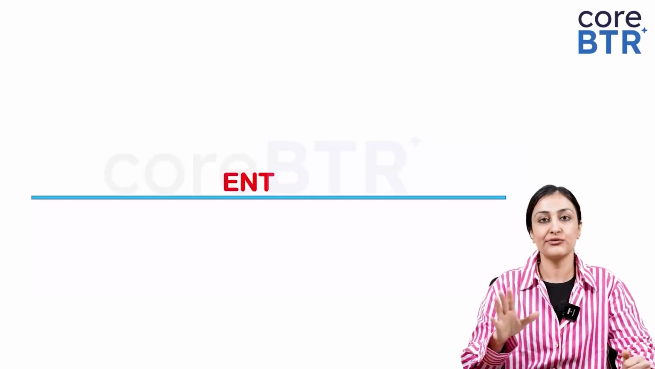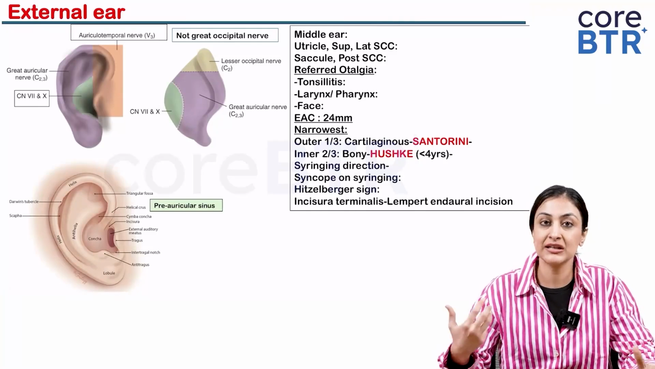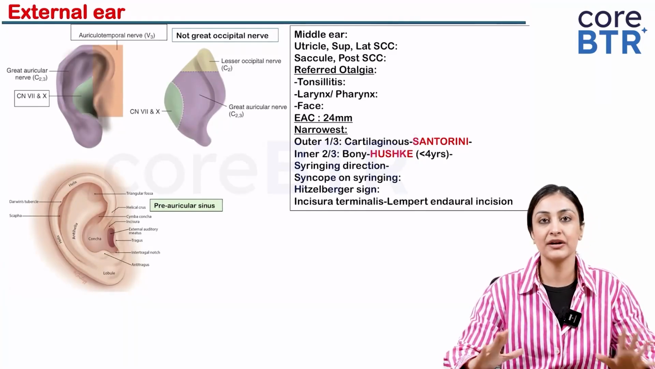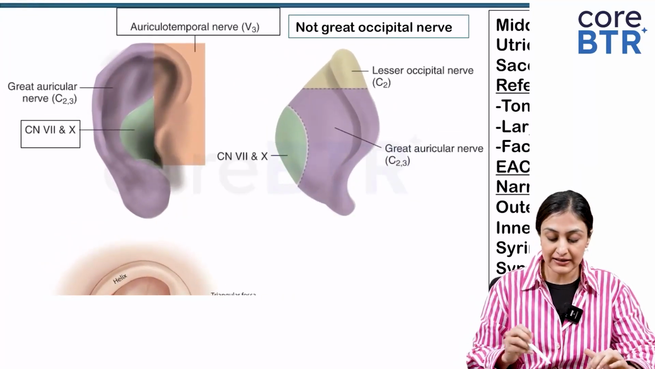Then nose, paranasal sinus, and then throat, which includes pharynx, larynx, and then we'll talk about a few miscellaneous points, for example, tracheostomy, airway management, those will be covered in the end. So let's start off with ear. The most important part of ear is going to be the anatomy. They love asking the nerve supply of the external ear. So this is an image from Dhingra and they love this.